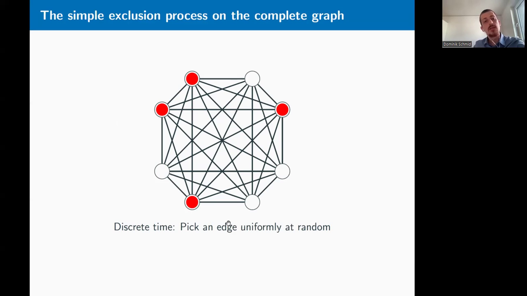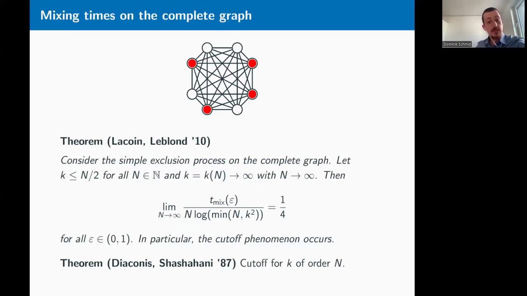To loop it back, this is the simple exclusion process on the complete graph, and with the setup as Evita had in the talk, we want to view it in discrete time. We pick an edge uniformly at random, and again we forget about the labels, but we have either particles here in red, which are all indistinguishable, or empty sites. We pick an edge and we just swap. So we are back to a reversible setup. If we pick an edge and see two particles or two empty sites, nothing happens. In this case, it turns out that mixing times and cutoff are very well understood.